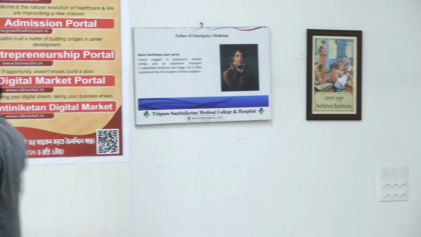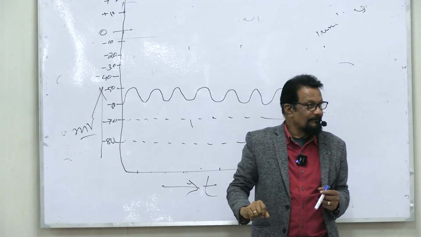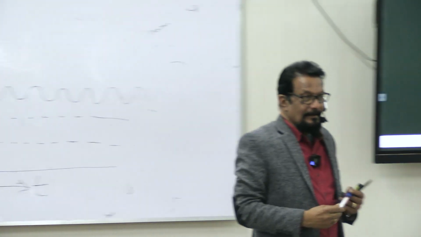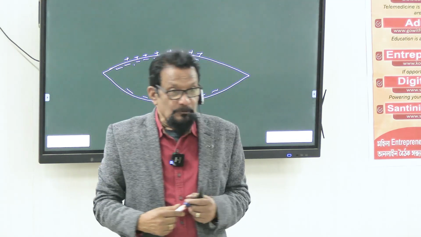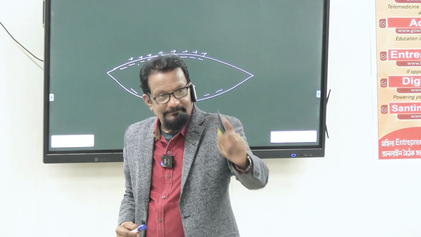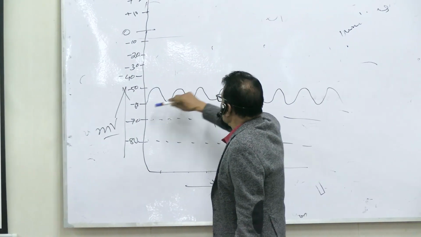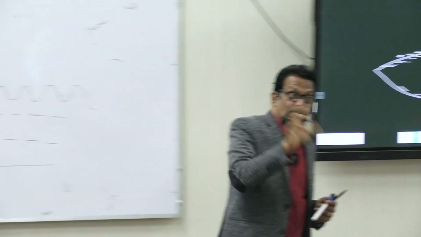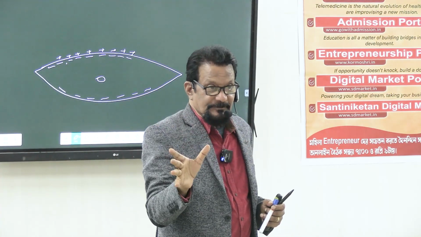So as a result, what will be there? Which one is more negative, minus 50 or minus 60? Minus 60 is more negative. Minus 50 is less negative. Wrong idea you had. So the resting membrane potential will fluctuate like this. This fluctuating resting membrane potential is called slow waves.